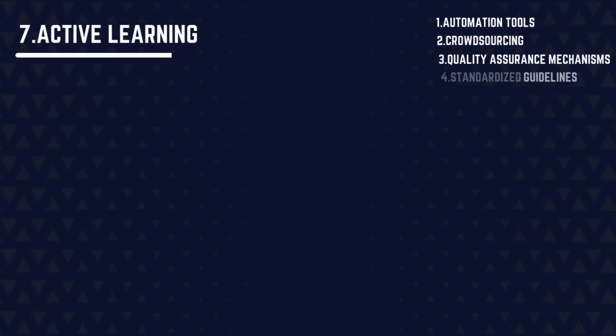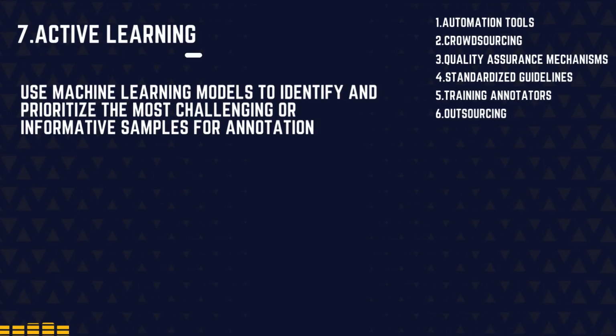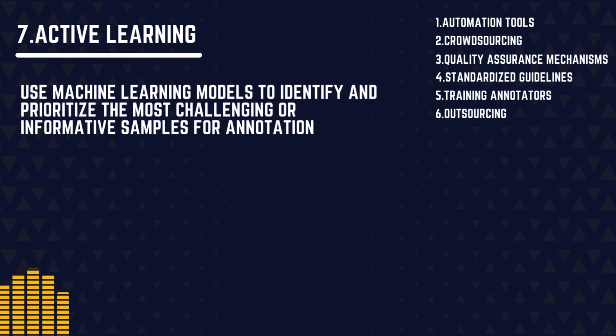And finally, active learning. Use machine learning to your advantage. Let your models identify and prioritize the trickiest or most informative samples for annotation. So, those are the 7 solutions: automation, crowdsourcing, quality assurance, guidelines, training, outsourcing, and active learning. With these strategies, you'll be well on your way to overcoming the challenges of data annotation.